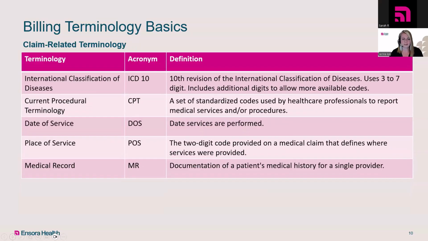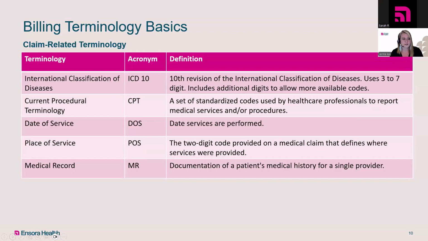Now we move on to claim related terminology. So we have your International Classification of Diseases, or your ICD-10s. That's the 10th revision of the International Classification of Diseases, uses 3 to 7 digits, and includes additional digits to allow more available codes. More of a breakdown of the actual code itself. Current procedural terminology, CPT. I don't think I've ever heard it called current procedural terminology, so you'll always hear us refer to it as CPT. You'll always see it as CPT in the system as well. A set of standardized codes used by healthcare professionals to report medical services and or procedures.